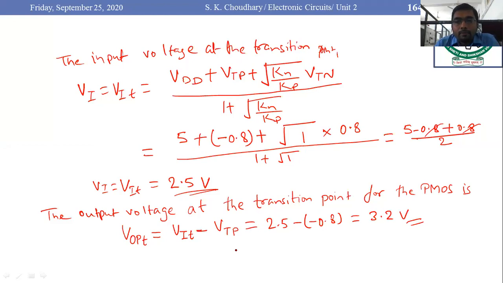Okay, I hope all of you have noted down. It is very simple, only formula based. You have to remember this formula, input voltage. This is the main. If you remember this, then you can easily derive the rest of the things.